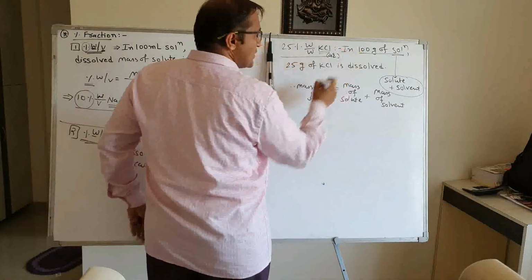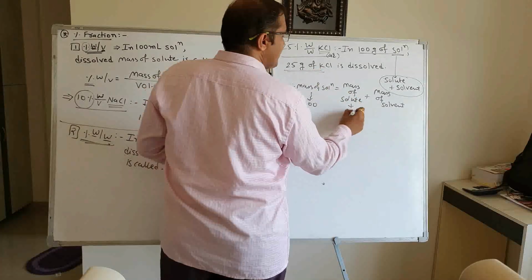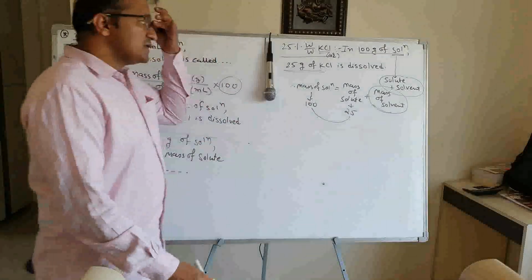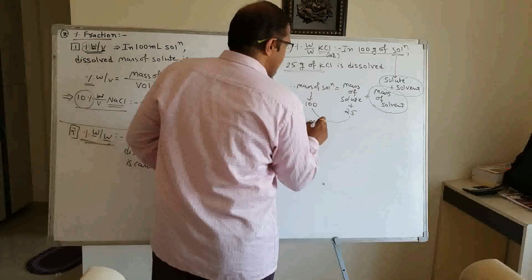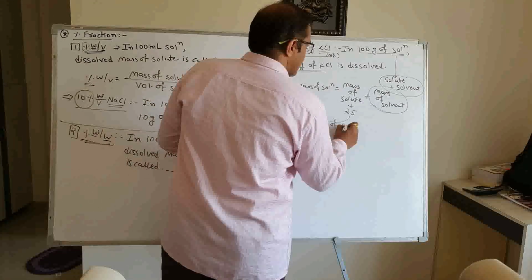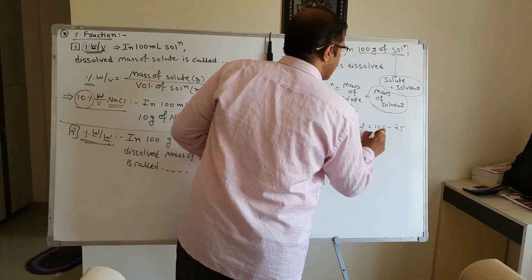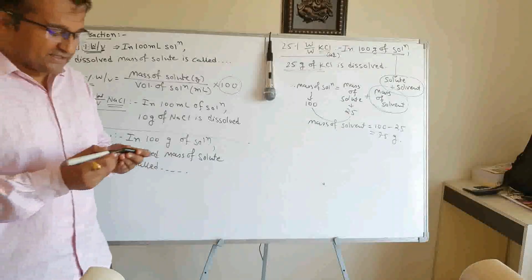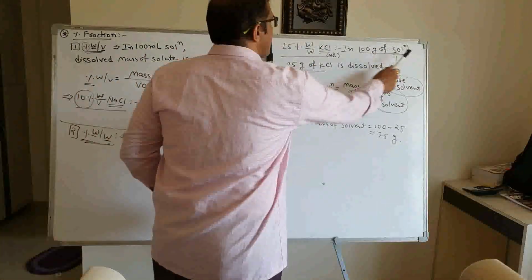See, here the mass of solution is 100 and the mass of solute is 25. So the mass of solvent will be the subtraction of the mass of solute from the mass of solution, that is 100 minus 25, so 75 gram.